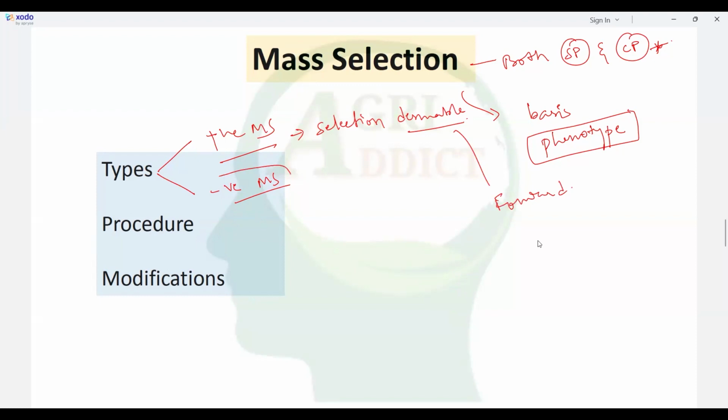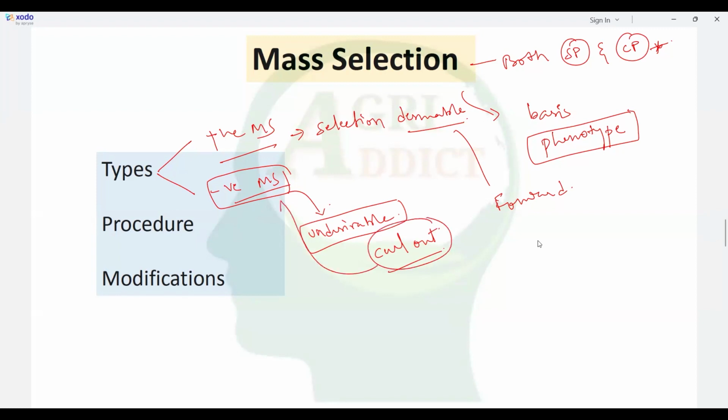And then in case of negative mass selection, here what you do is you select only the undesirable ones, and then you cull them out from the heterogeneous population, right? So we are removing them. It falls under negative mass selection. If we are only selecting the desirable ones and forwarding them, it falls under positive mass selection. That's it.